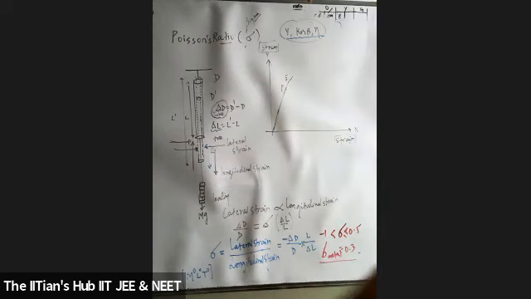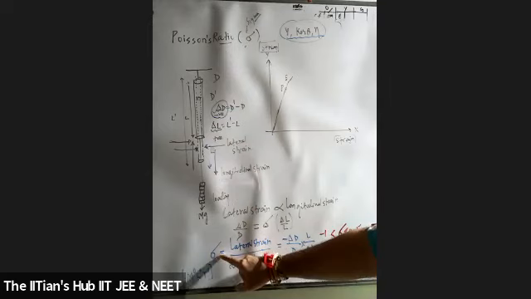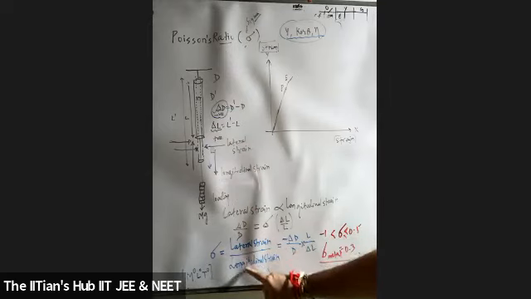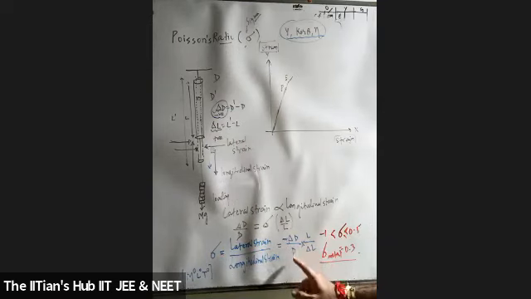Is this clear, students? Concept of Poisson's ratio? So now when somebody asks you to define Poisson's ratio in your examinations, तो क्या करोगे? Poisson's ratio is defined as the ratio of lateral strain to longitudinal strain. That's all. What is the formula? Minus delta d by d into L upon delta L. That's all.